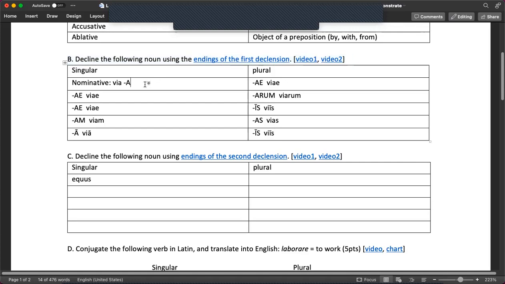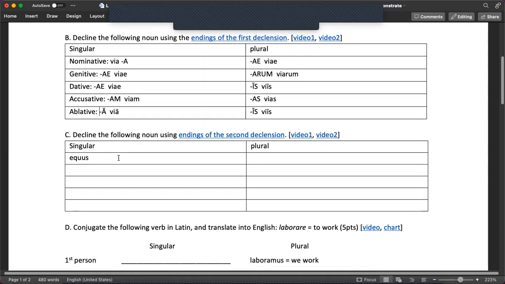If you can memorize this like you did before, you will get a perfect score on this section. Don't forget that the cases go in order like they do in section A. So if you're not sure what case goes with which ending, just remember the order doesn't change based on which declension you're using. It's always the same order of cases.